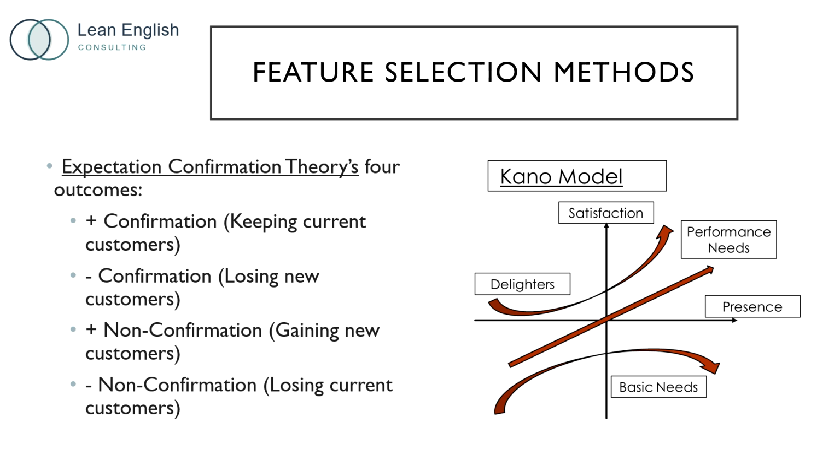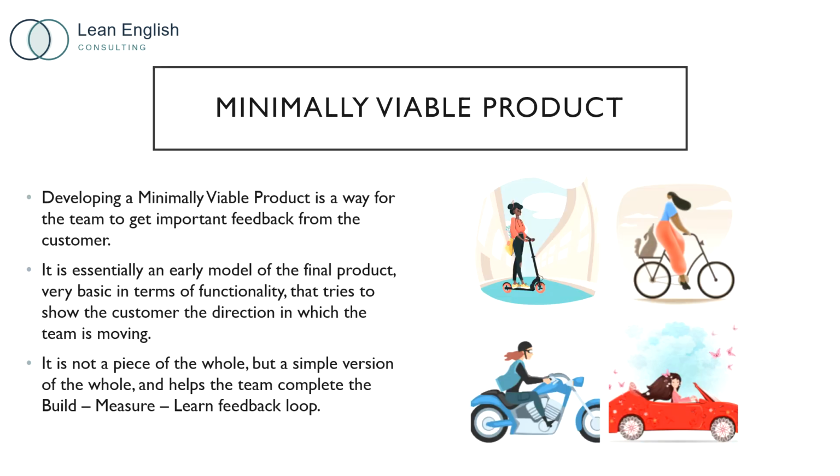Now let's talk about two things that are confusing to some people: the minimally viable product and the minimum marketable feature. Developing a minimal viable product is a way for the team to get important feedback from the customer. It is essentially an early model of the final product, very basic in terms of functionality, that tries to show the customer the direction in which the team is moving. It is not a piece of the whole, but a simple version of the whole that helps the team complete the build, measure, learn feedback loop.